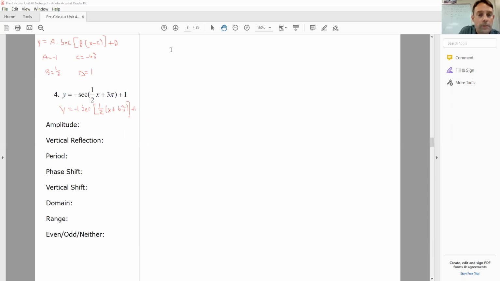So again, like we said before, there's a lot of stuff we can do. Amplitude, you just better put does not exist or none as quickly as humanly possible. There is no amplitude for secant or cosecant. Vertical reflection, again, we're asking ourselves, is A negative? Well, A is -1. So in this case, is there a vertical reflection? You bet.